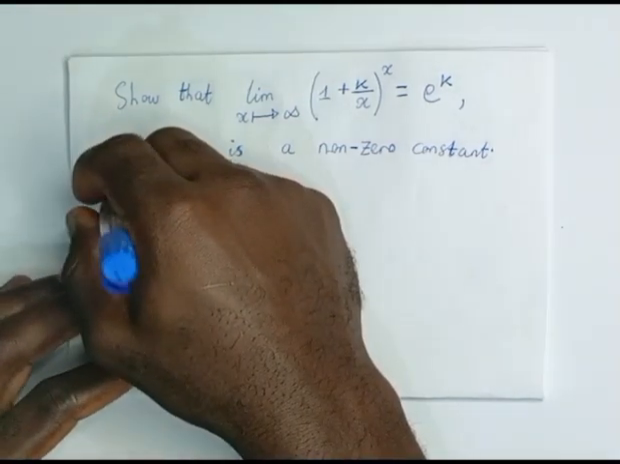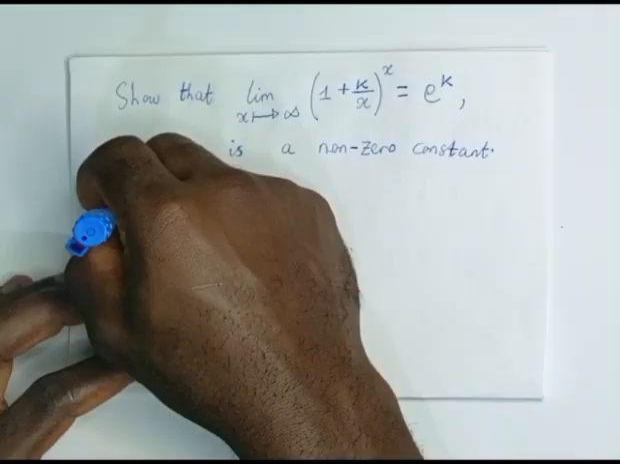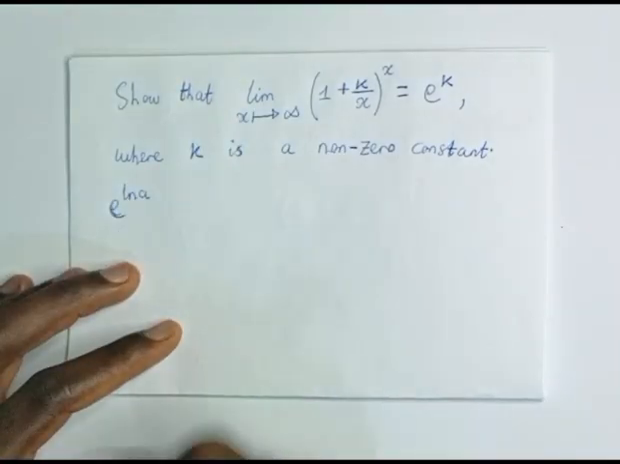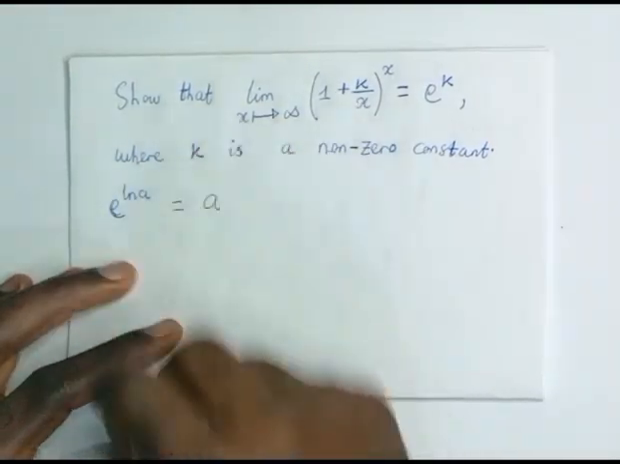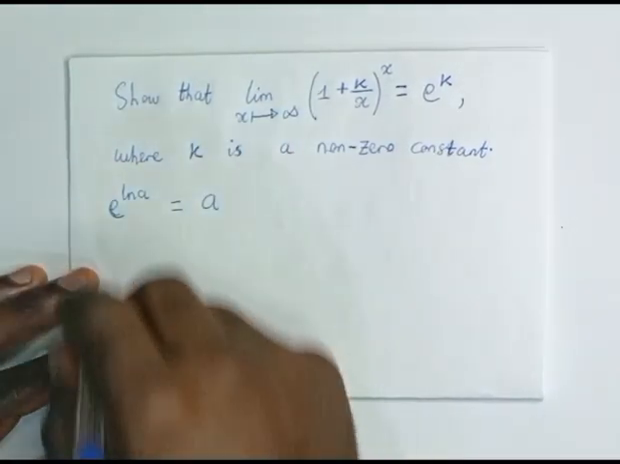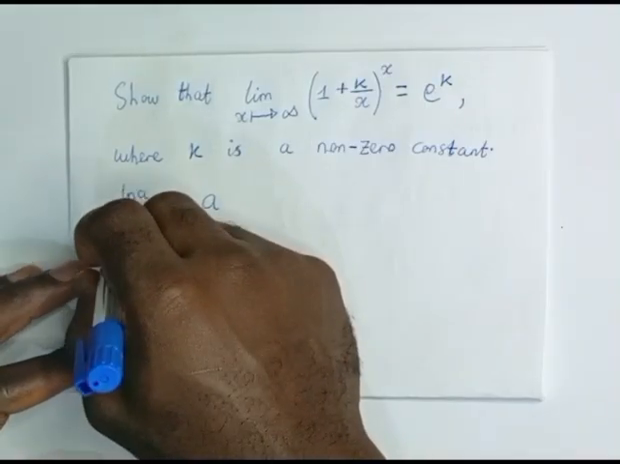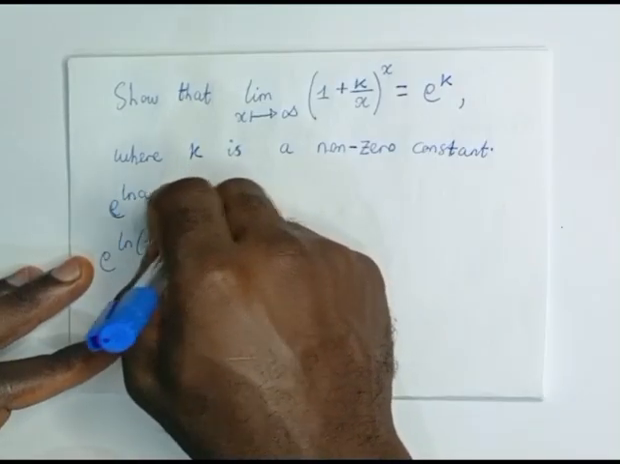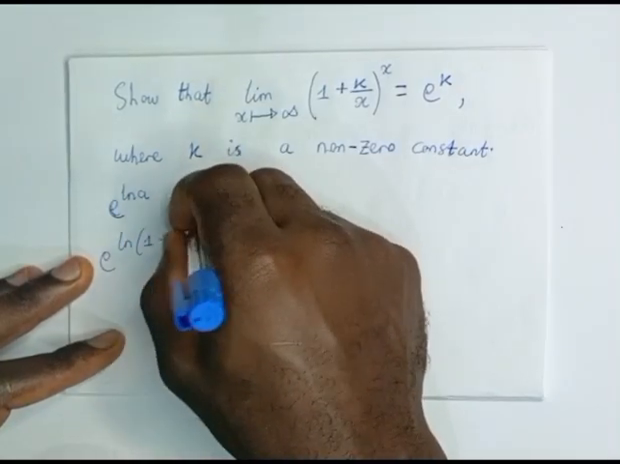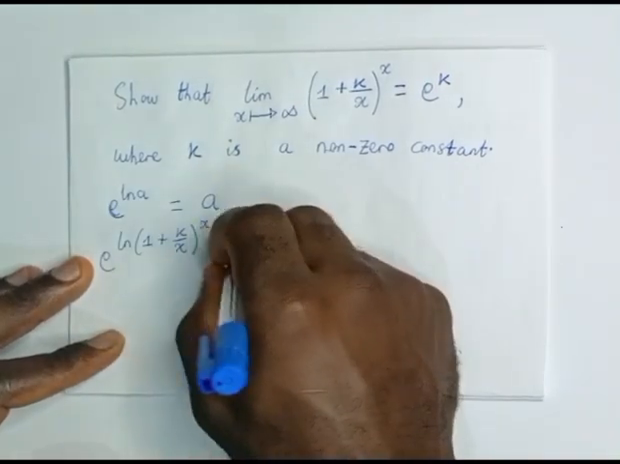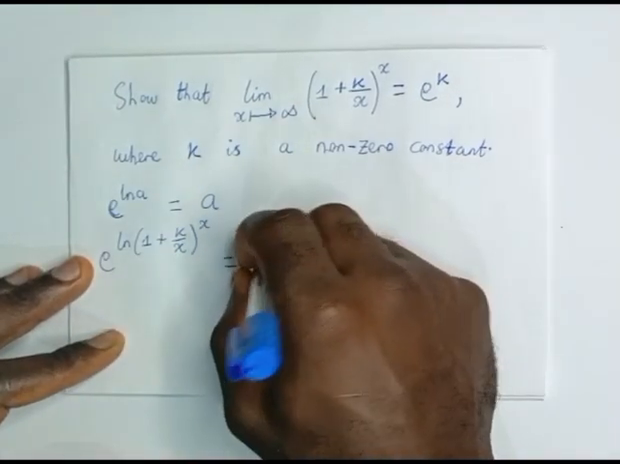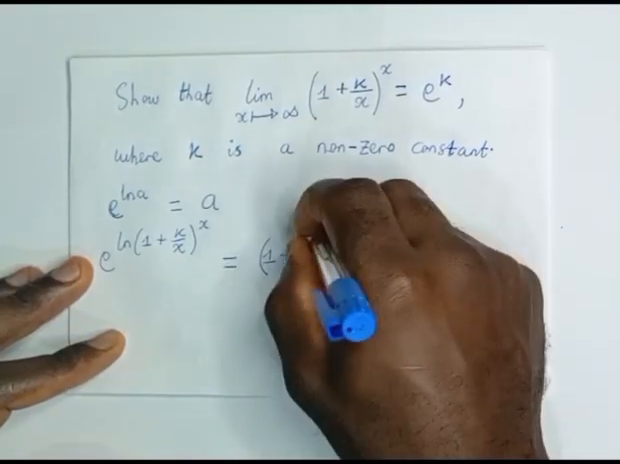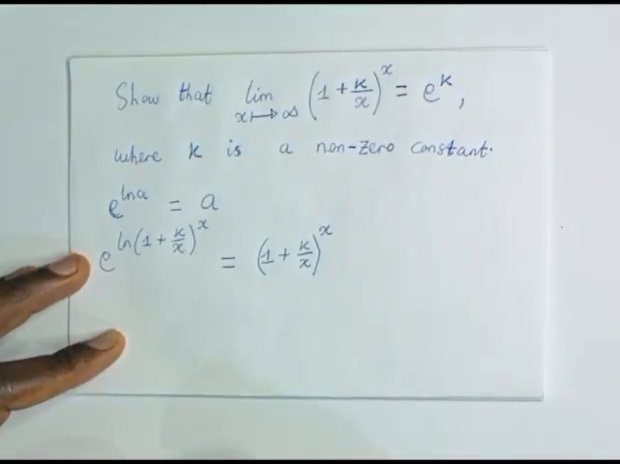We know that for a belonging to the set of real numbers, e raised to the power ln a is equal to a. It simply means if we take e raised to the power ln(1 plus k over x), all this raised to the power x, this will simply be equal to (1 plus k over x) all raised to the power x. That is what it means.